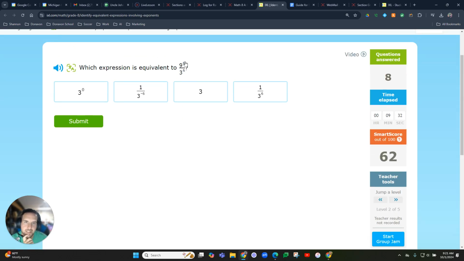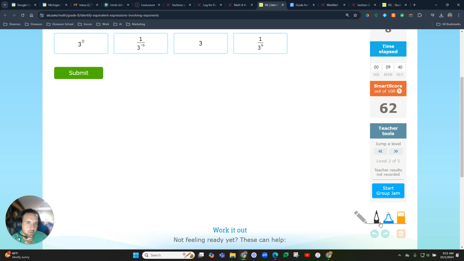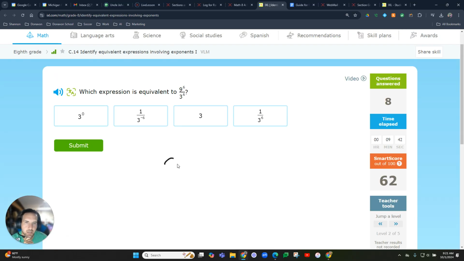All right, this one has the same exponent, different base. So again, we're just going to divide the bases. So that would be 3 to the 6th. Gotta grab my pencil here. All right, so 9 divided by 3 is 3, and the exponent just stays the same. So 3 to the 6th. And I'm guessing that's not an option. So 3 to the 6th is not the same as 3 to the 0 or 3.